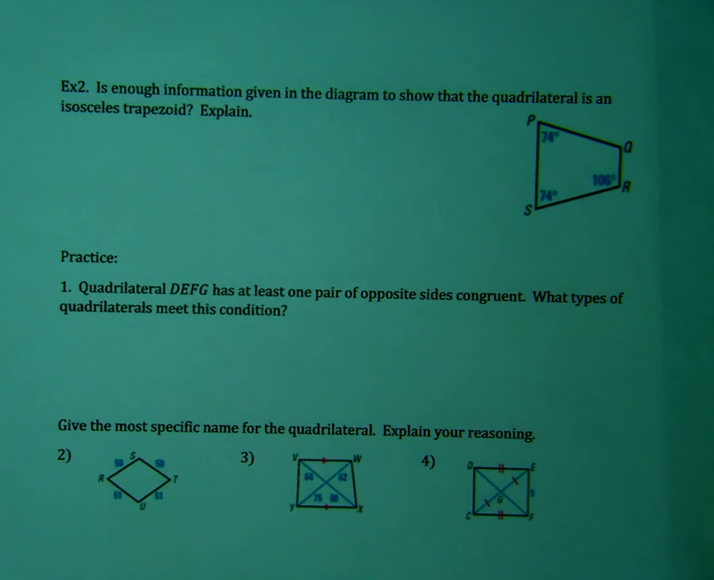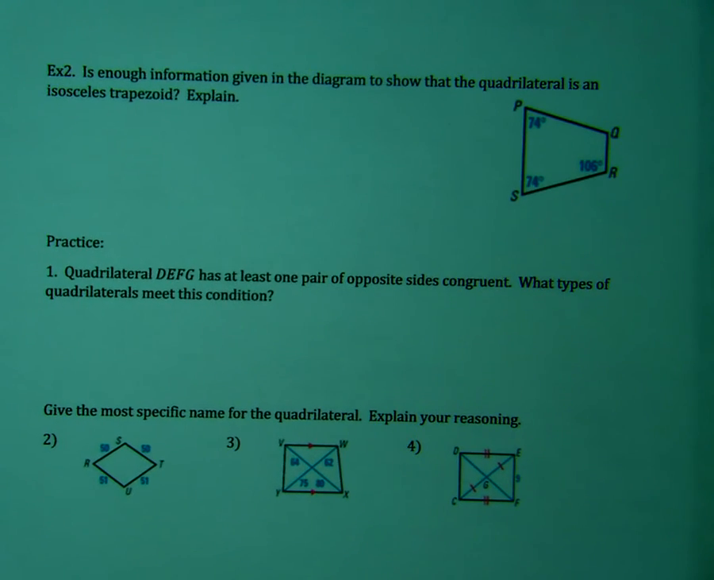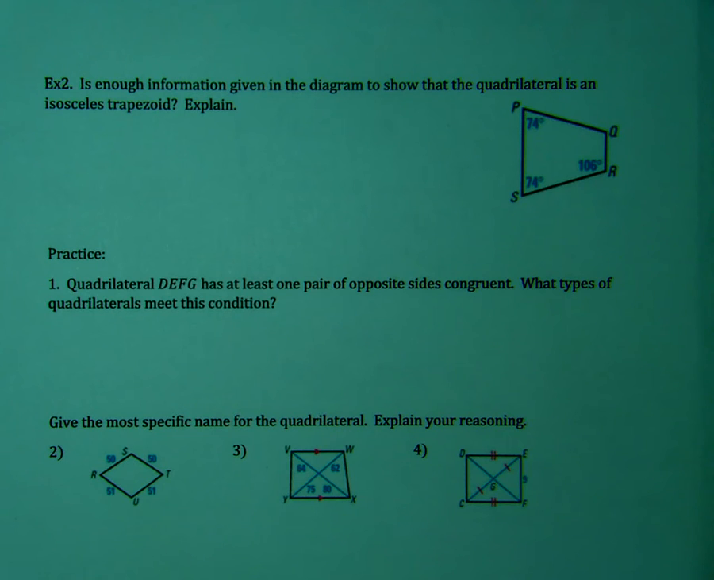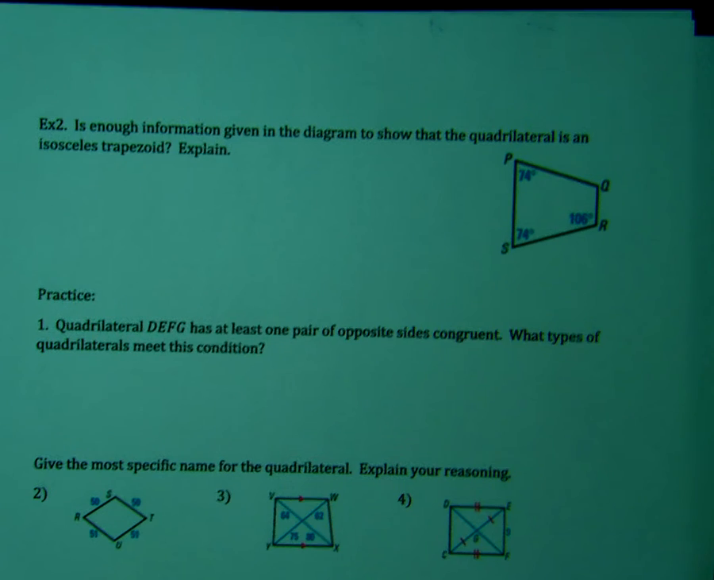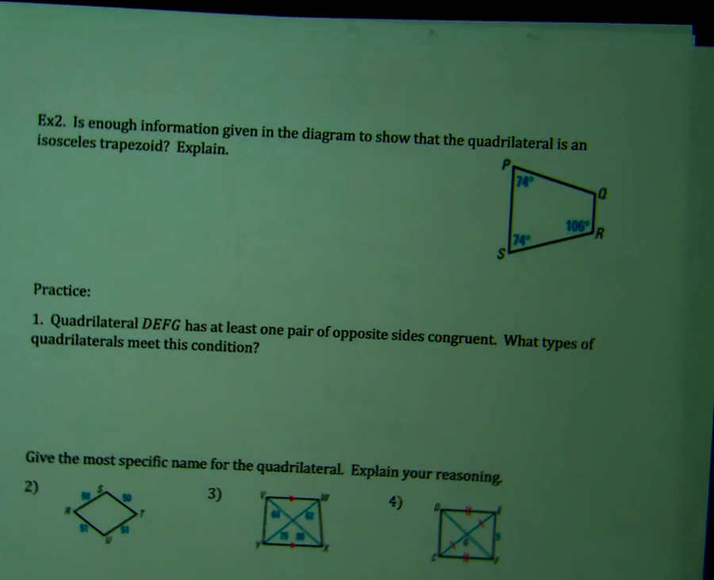All right, is there enough information given in the diagram to show that the quadrilateral is an isosceles trapezoid? So a couple things. We have to first show it's a trapezoid, which means it has only one pair of opposite sides parallel. And then we'd have to show that it is isosceles without knowing any side lengths here. Okay? So if you take a second to think about it, check on back. This one's going to be a yes.